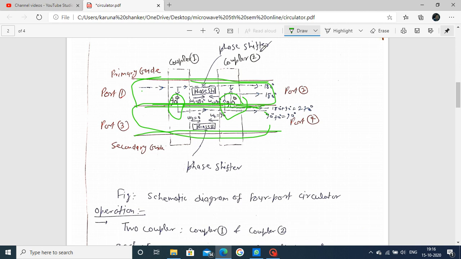Next, we use a phase shifter in the primary waveguide. Two phase shifters are used here in your 4-port circulator. This one is one of the phase shifters. This is your second phase shifter. To observe this phase shifter property, first we remove this.